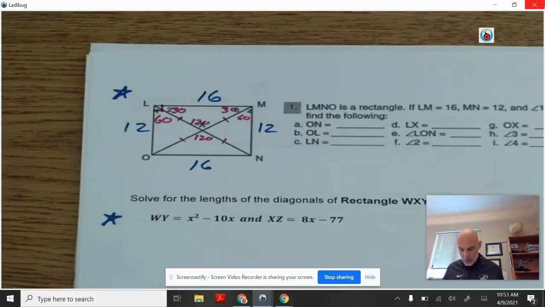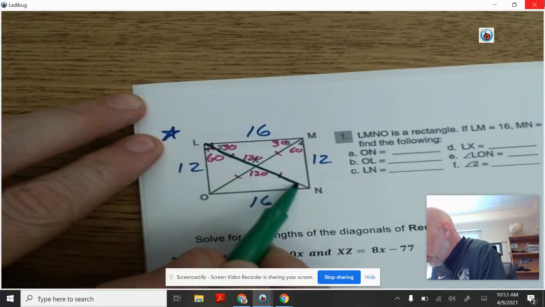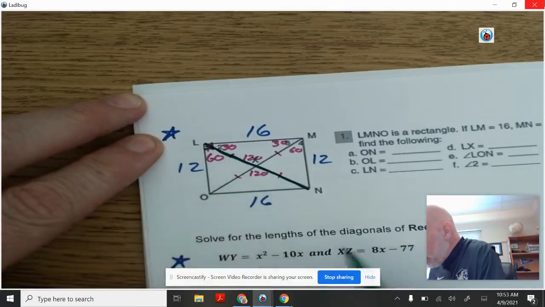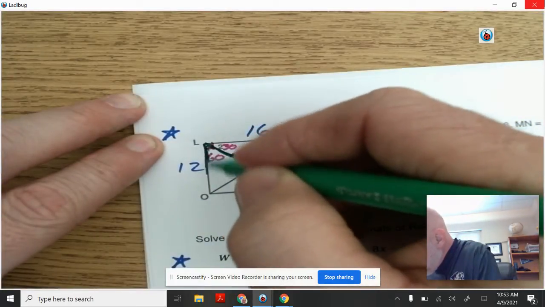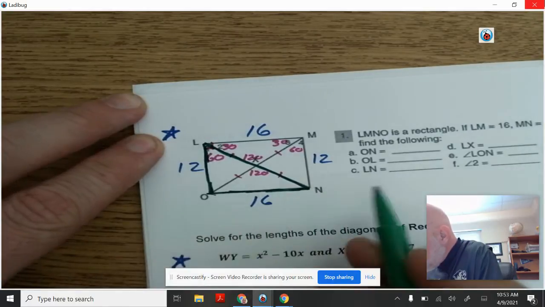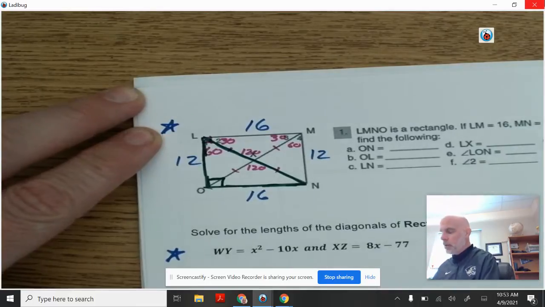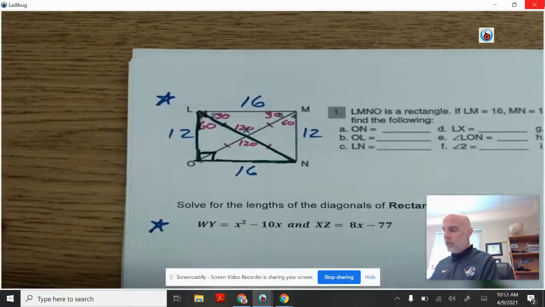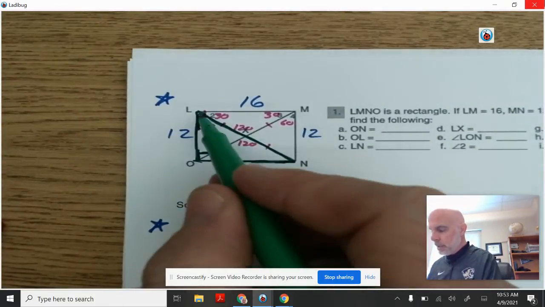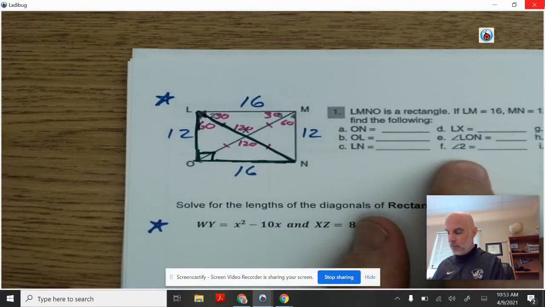The other thing you're going to need to do on this problem is find LN, which would be this entire diagonal. We don't know any of the other diagonals, but I do know this, and I do know this. So you have to look for right triangles. That's what I said over there in my notes, that you need to be on the lookout for right triangles, because then I can find this whole diagonal, and that will help you get one of your answers over here.